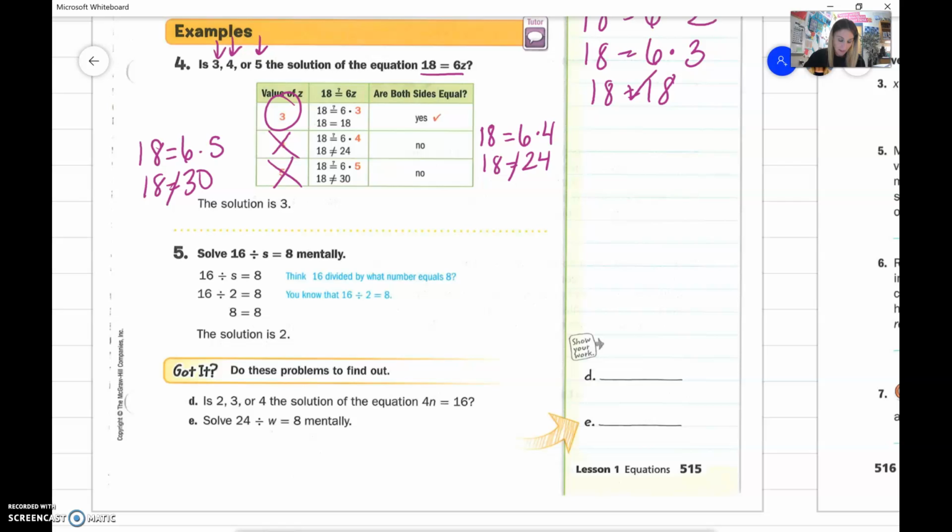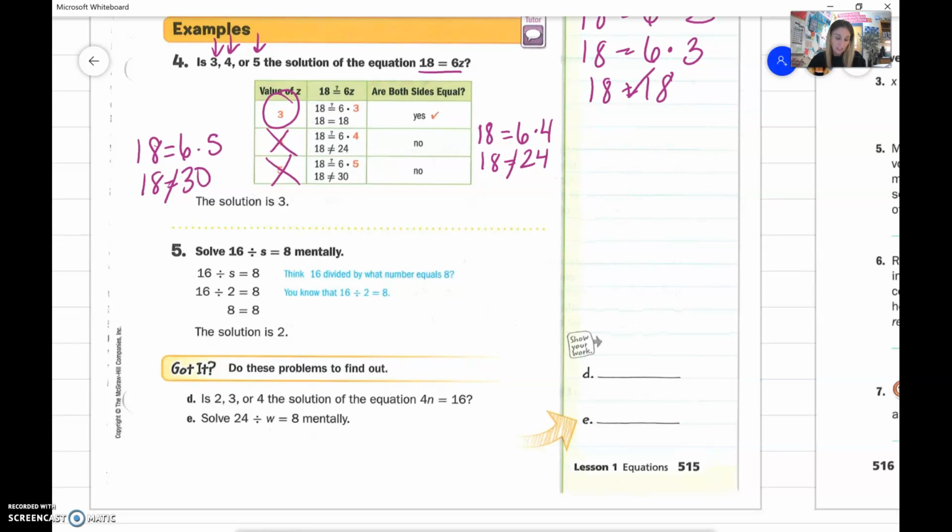Okay, take a look at this. It says solve 16 divided by s equals 8. So 16 divided by some number equals 8. Solve mentally. Well, you have to know your basic facts. But I know that 16 divided by 2 equals 8.